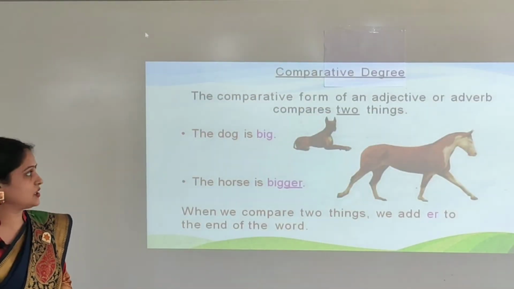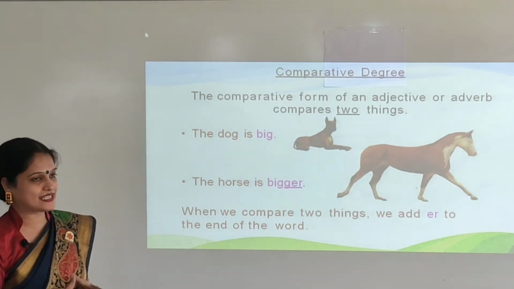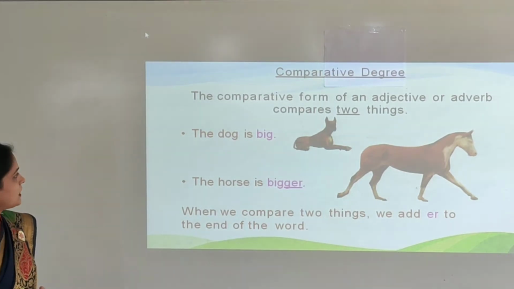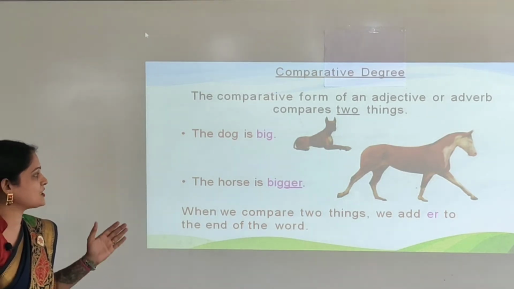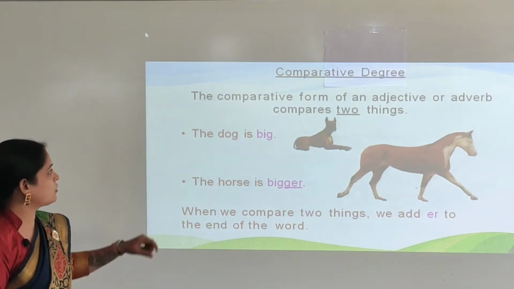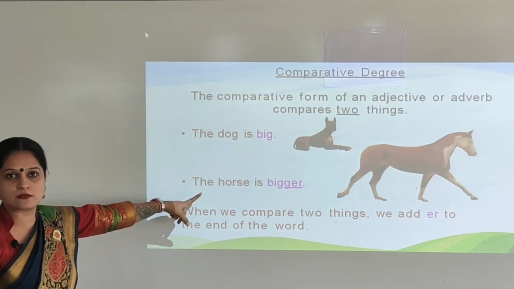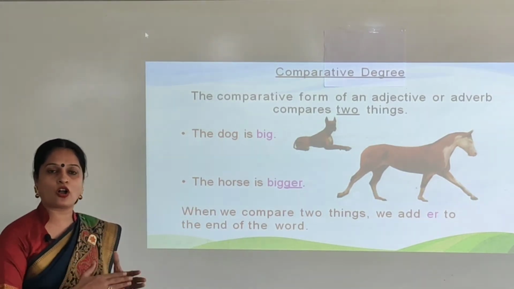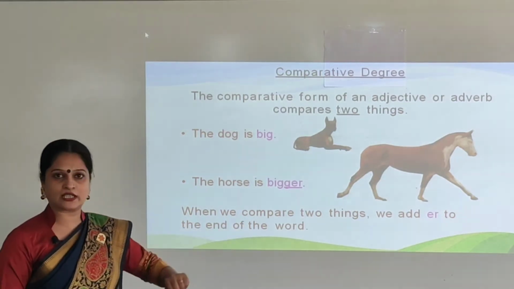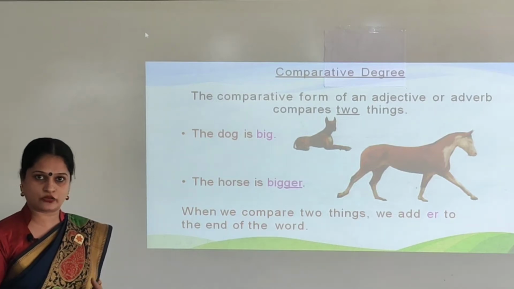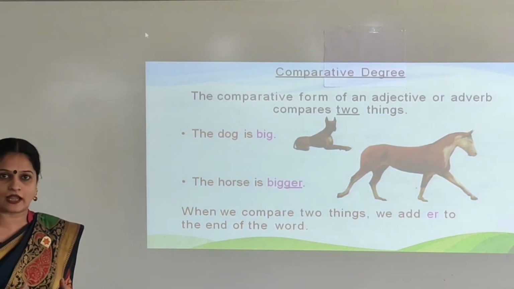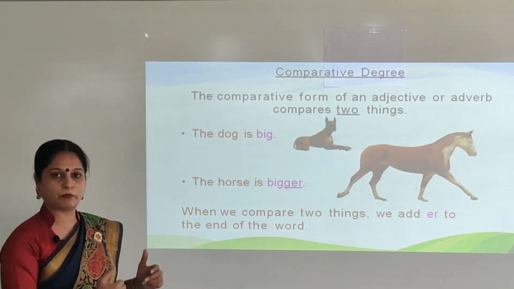Next is comparative degree. The comparative form of an adjective or adverb compares two things. Example, the dog is big, the horse is bigger. Now here I am going to compare two animals. So we can say the horse is bigger than the dog. When we compare two things, we add er at the end of the word as well as we use than. So whenever we are using than, we will be clear that this is comparative degree.